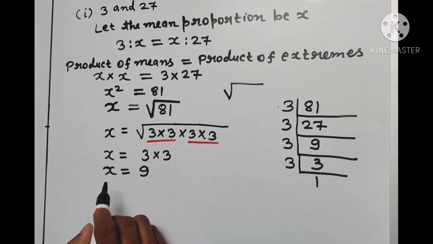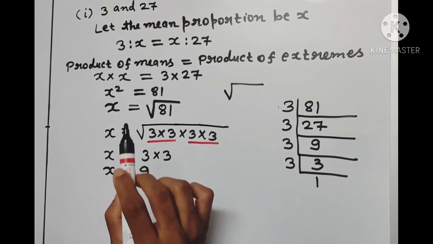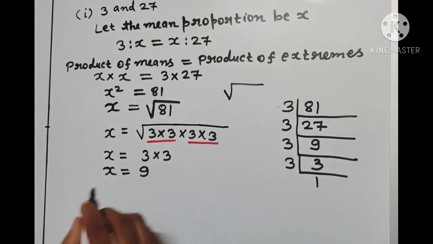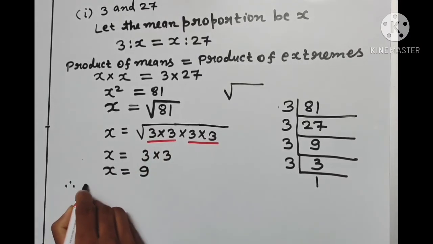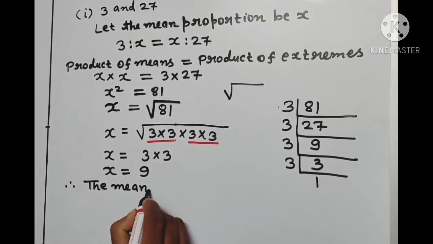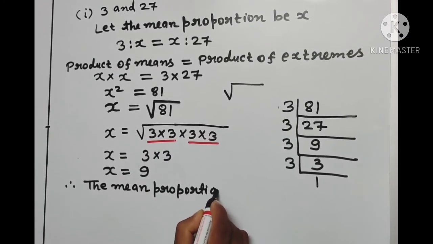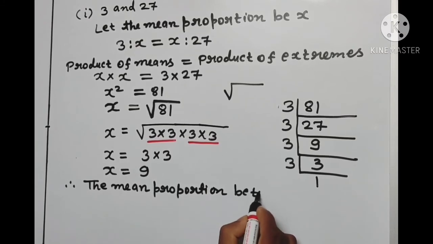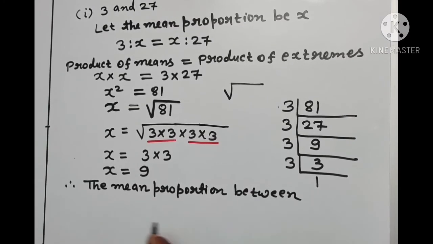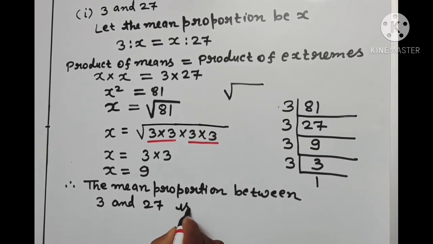So the mean proportion between 3 and 27 is 9. So I am going to write here, therefore the mean proportion between 3 and 27 is 9. Our answer is 9. Clear to all of you?